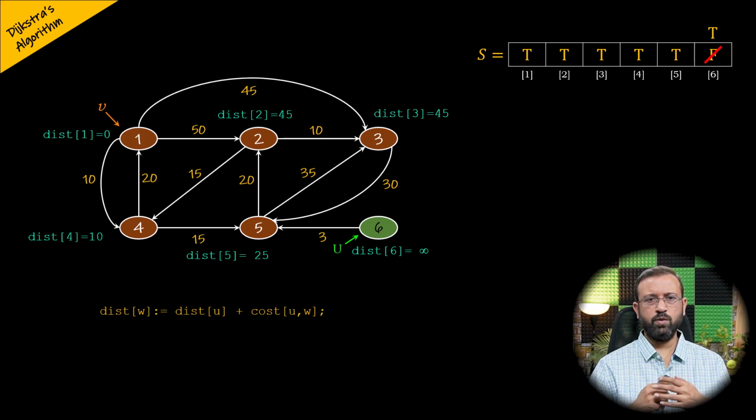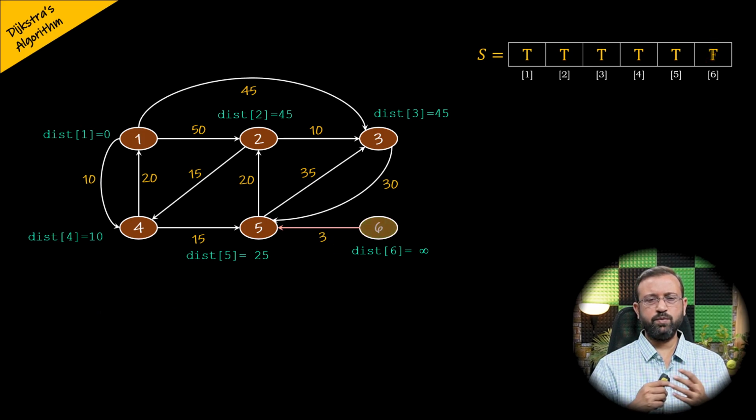Now, we need to find all the vertices W adjacent to vertex U and not in set S. So, we have vertex 5 adjacent to vertex 6, but vertex 5 is in set S since S of 5 is true. Therefore, we do not consider vertex 5. Then, there are no other vertices adjacent to vertex 6.